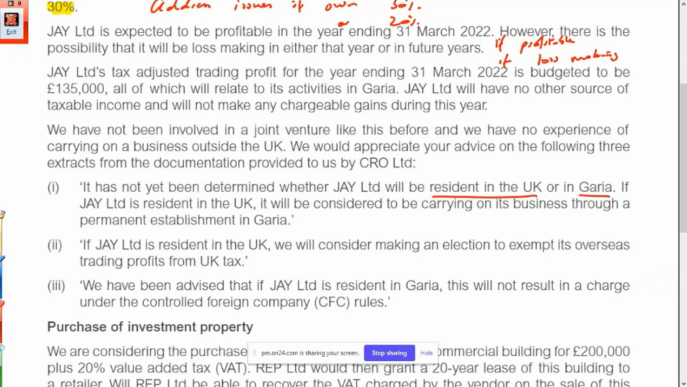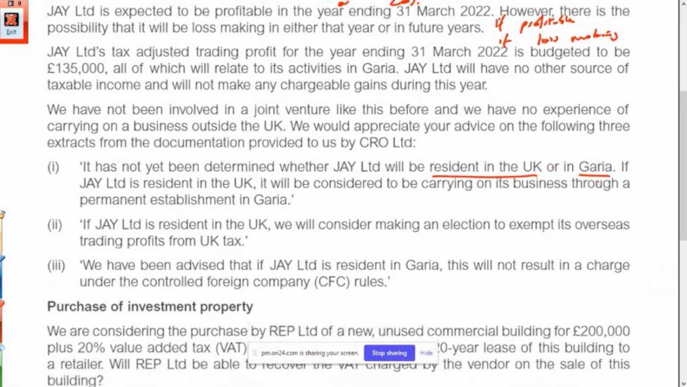Okay, so secondly, if J is resident in the UK, will consider making an election to exempt its overseas trading profits. Okay, and that is the second part of the required. And the third one is, we've been advised if J is resident in Garia, this will not result in a charge under the Controlled Foreign Company CFC rules.